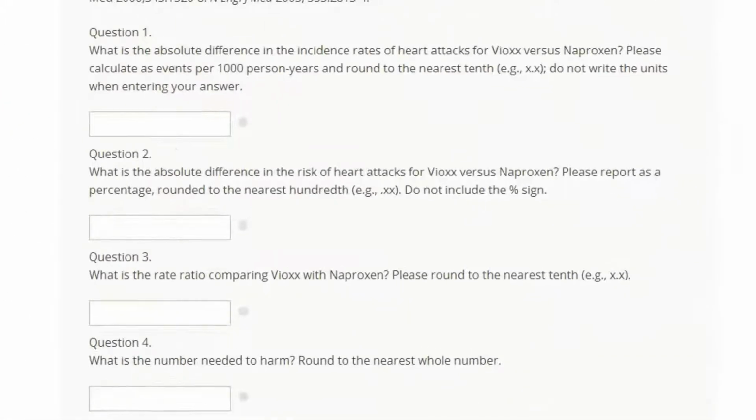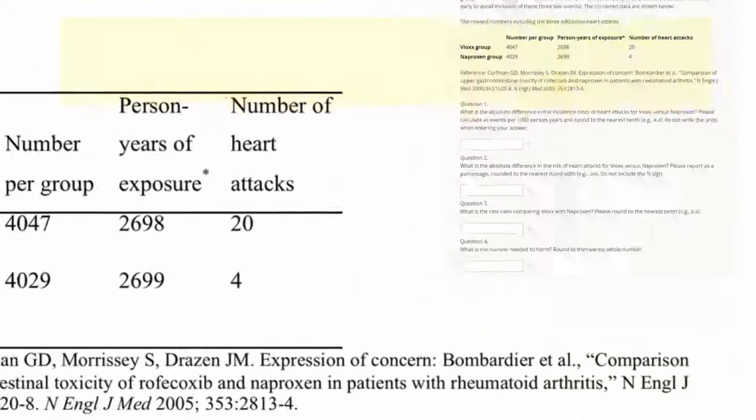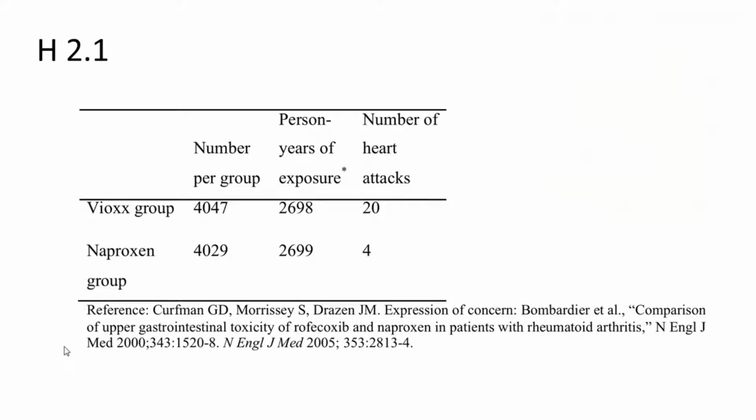Okay? So the first question is asking us to calculate the absolute difference in the incidence rates of heart attacks for Vioxx versus naproxen. And it wants us to put that in units of 1,000 person years rounded to 1 decimal place. Okay, cool. So what we're going to do is treat each group separately. First we're going to do Vioxx.